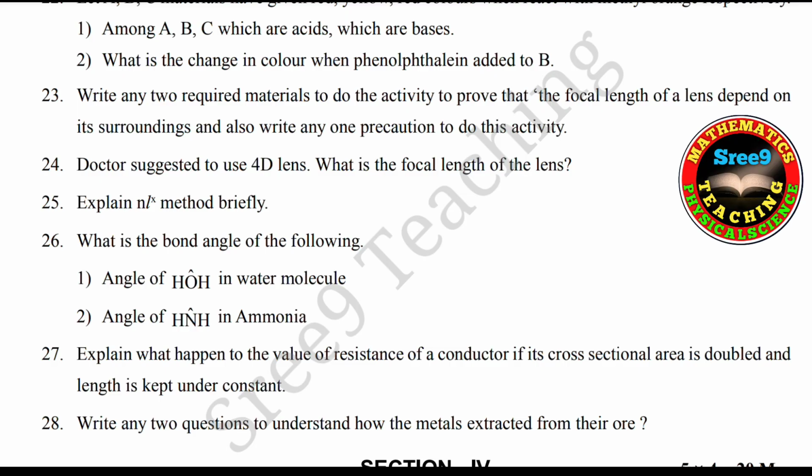Now see the 23rd question. Write any two required materials to do the activity to prove that the focal length of a lens depends on its surroundings, and also write any one precaution to do this activity. This is in the chapter of refraction through curved surfaces in lenses. One important activity is that the focal length of a lens depends on the surrounding medium. A vessel is there, in which we pour water and dip the lens, and we lift the lens so that we can see the image of the stone. So in that activity we have to write two required materials and also one precaution.